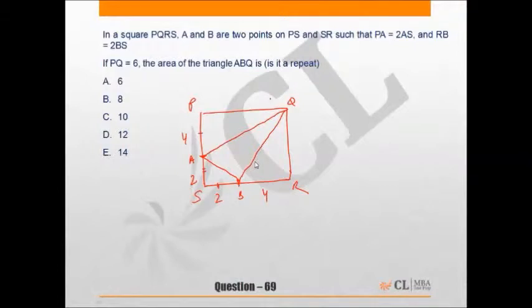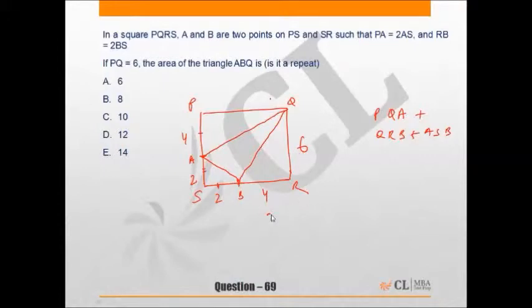From the figure it is very obvious that if we exclude the area of triangles PQA, QRB and ASB from the area of the square, we'll get the required area. And computing the area of these triangles is quite easy, as these are right angle triangles and we know the values of perpendicular sides in each case.